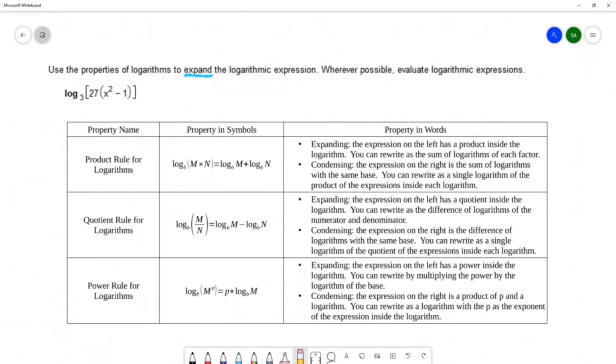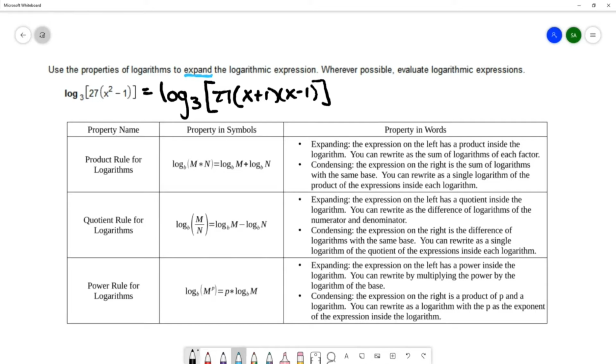And when I look inside the logarithm that we have, log base 3 of 27 times x squared minus 1, the x squared minus 1 is an expression that can be simplified a little bit more. X squared minus 1 is called a difference of squares. So we could actually factor that a little bit more. You can write that as log base 3 of 27 times x plus 1 times x minus 1.